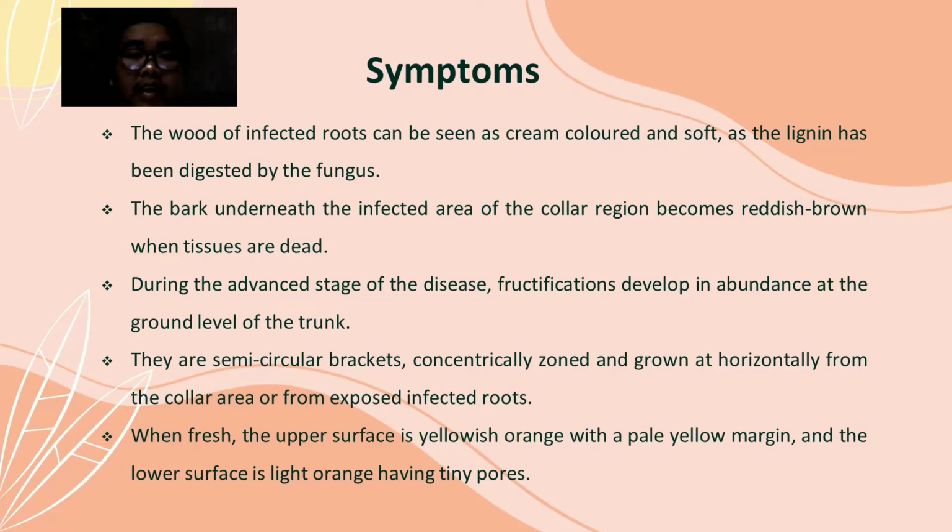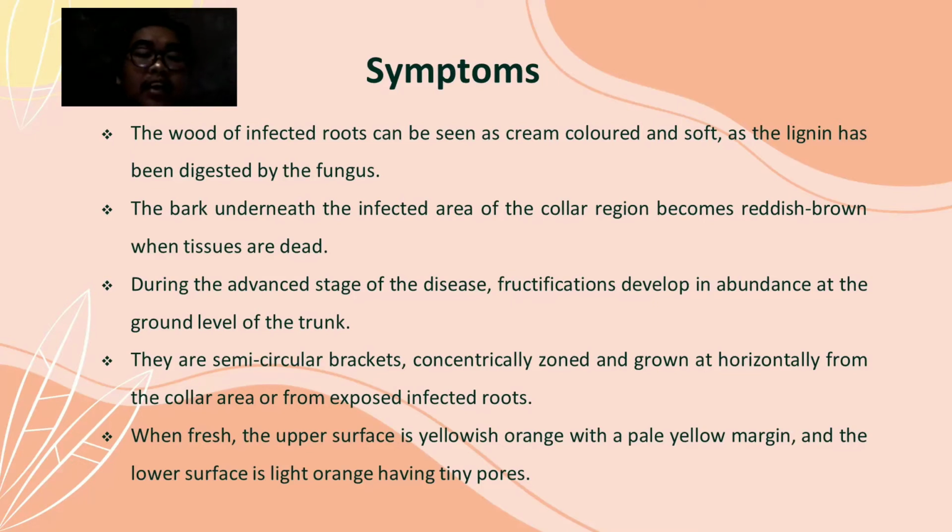So the wood, all farmers can see, the affected wood can be seen as stained in color and soft. As the legume, this is a famous symptom; you can see the wood has been decayed by the fungus. Okay? The part underneath the infected area of the collar region becomes reddish brown and the tissues are decayed. Right. So during the advanced stage of the disease, fruit bodies develop in abundance at the ground level.